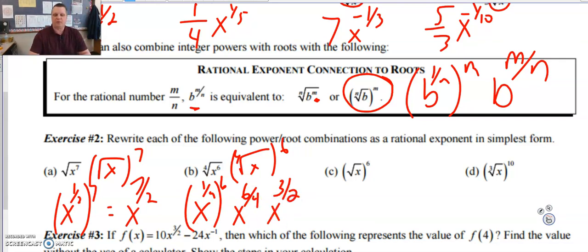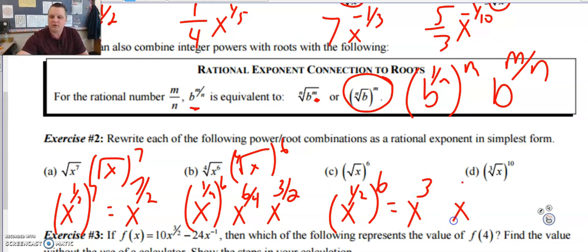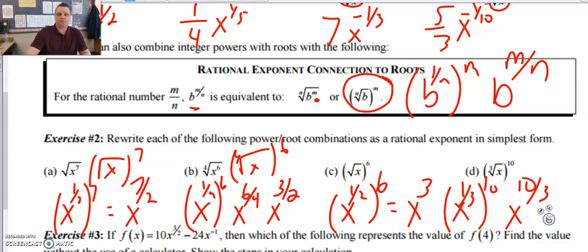Power to a power you multiply. And then, of course, if you have a fraction that can be simplified, by all means, simplify it. This one's already done for you. So we have x to the 1/2 raised to the 6th power. 1/2 times 6 is x cubed. x to the 1/3 raised to the 10th power is x to the 10 over 3. You could leave it just like that. Don't change it to a mixed number.